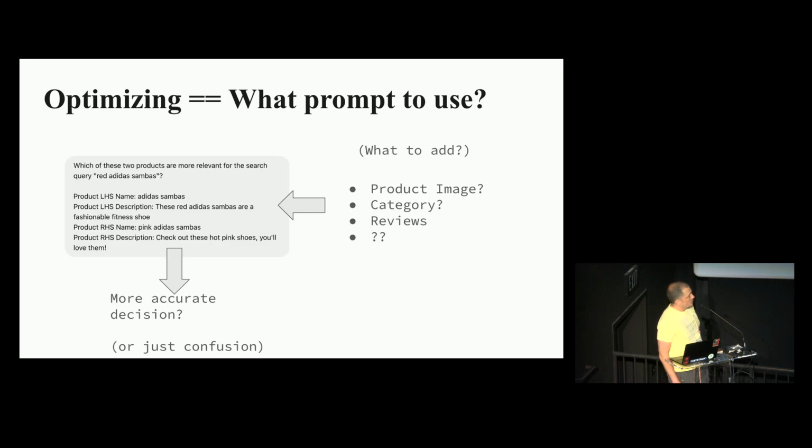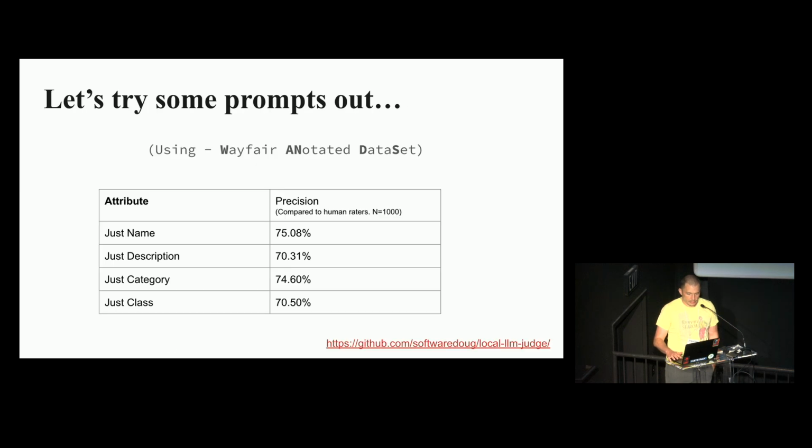So now the question becomes, if we all agree that this is a reasonable course of action to take, what prompt do we use? Do we use the product image? Do we use a category? Do we use reviews? And there's a million things we could do. And I tried all of them. I tried every field individually. And this is the precision when I just force it to do left-hand side or right-hand side. This is on the Wayfair data set.